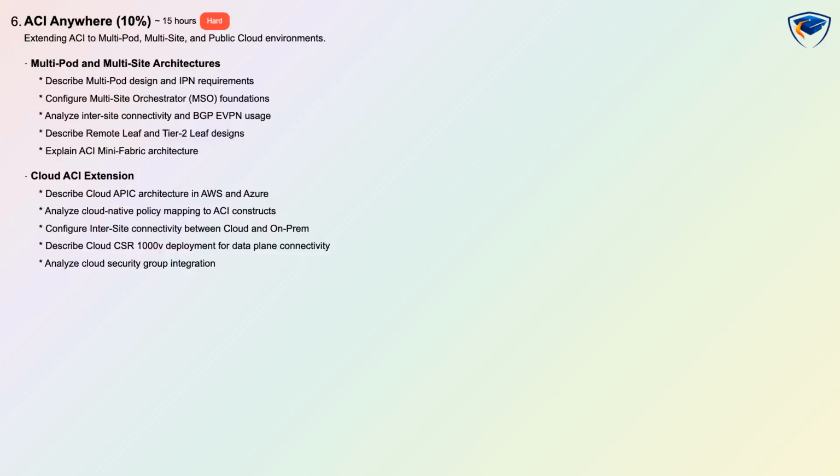ACI Anywhere is 10%, rated hard, and needs about 15 hours of scenario-based study focusing on multi-site and cloud extensions. You will describe multi-pod design, IPN requirements, and MSO foundations while analyzing intersite connectivity patterns including BGP EVPN and remote leaf designs. The cloud extension content covers Cloud APIC architectures for AWS and Azure, cloud-native policy mapping, Cloud Catalyst 8000V deployment for data plane connectivity, and integration with cloud security groups.